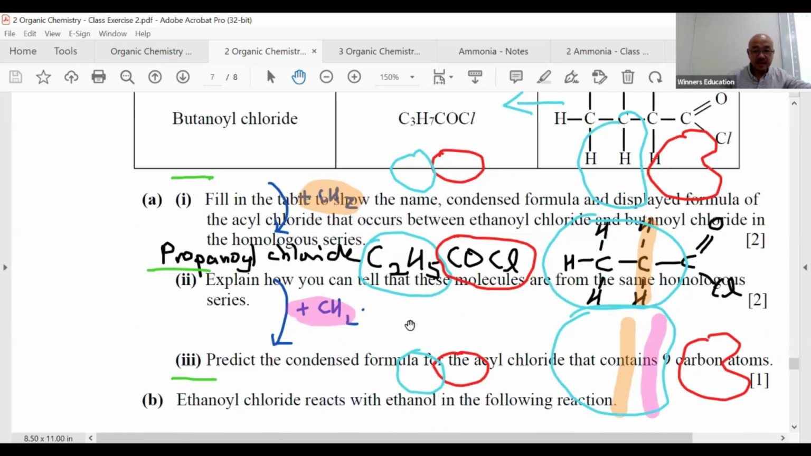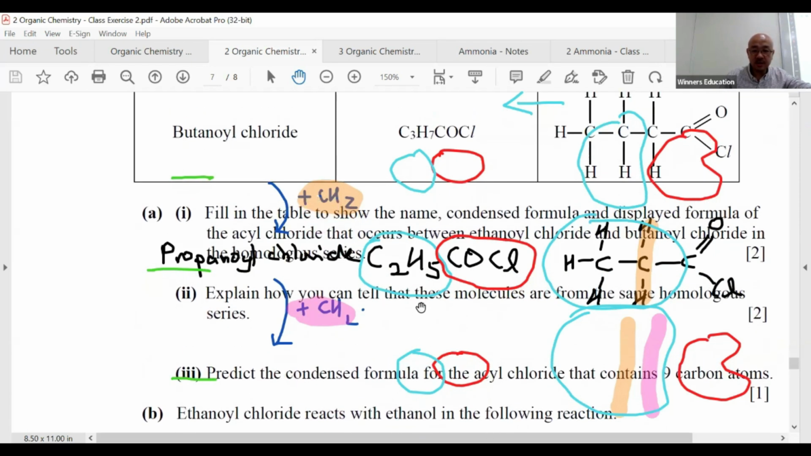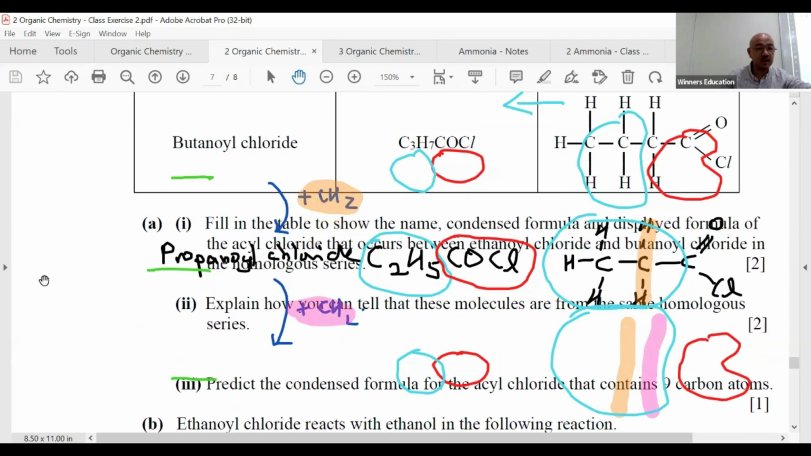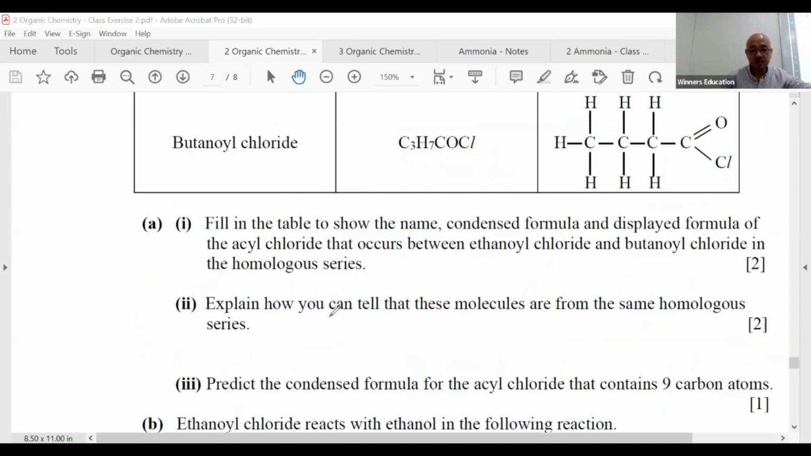Haven't yet done, right? How can you tell, for part 2, how can you tell that the molecules are from the same homologous series? Which is here, right? And most of you will know what's the answer. They have a COCl, same functional group. But most people that year only got 1 out of 2 marks.